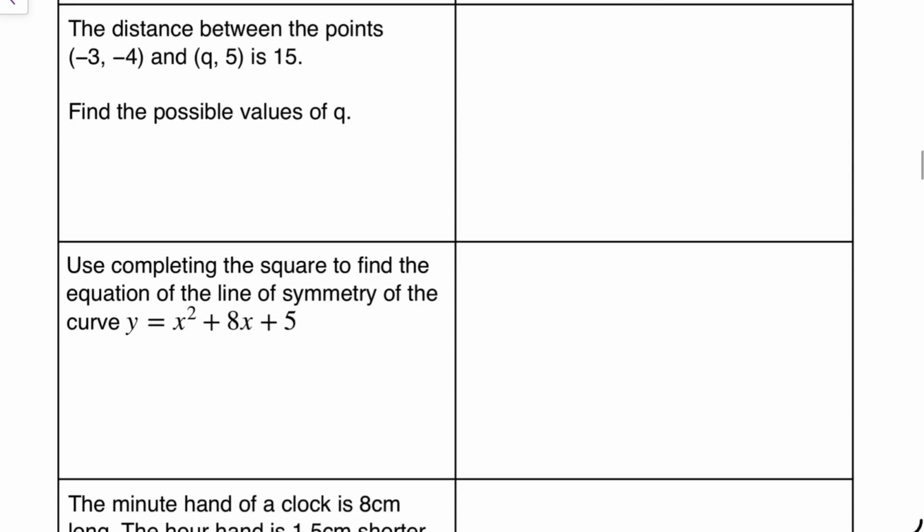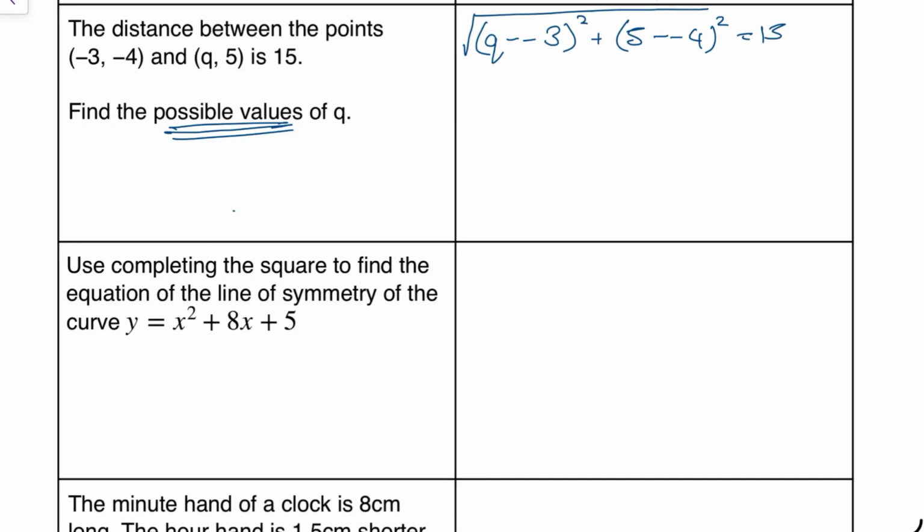Next question. The distance between the points this and this is 15. Calculate the possible values. Now, a clue in the question: that means there are 2 values, which, by the way, suggests to me we're probably going to have a quadratic. So let's have a go. I know the difference between the x values is q minus 3, and I'm going to square that. And I know the difference between the y values is 5 minus 4, and I'm going to square that. And then I know the square root of that is equal to 15.